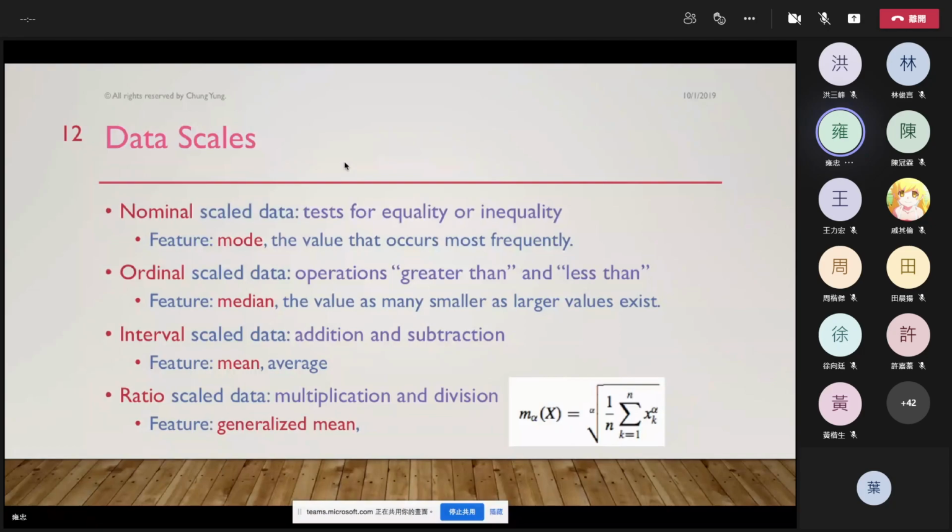The median number may be different from the mean or average, which is the feature of the third type. The third type is called interval scaled data. For interval scale data, not only can we test for equality and test for greater than, but we may also apply addition or subtraction. The feature is the mean, in the general sense, the average value.